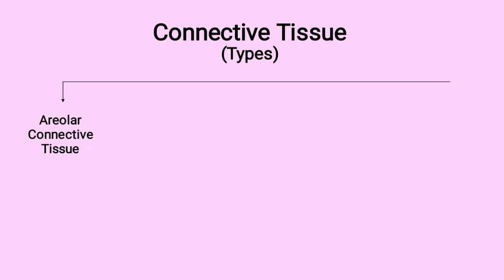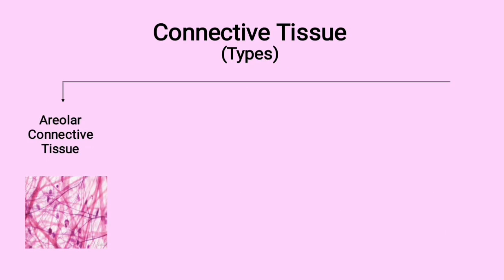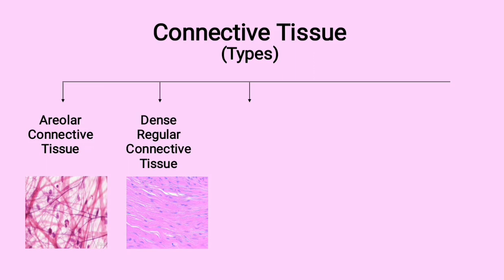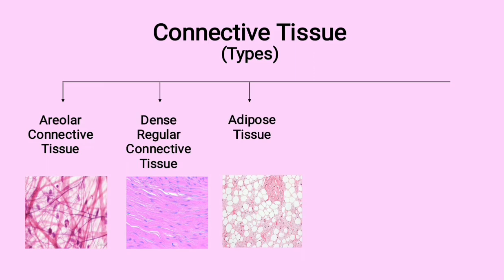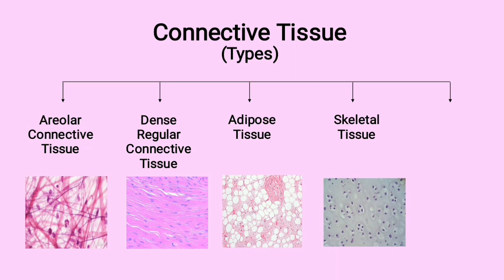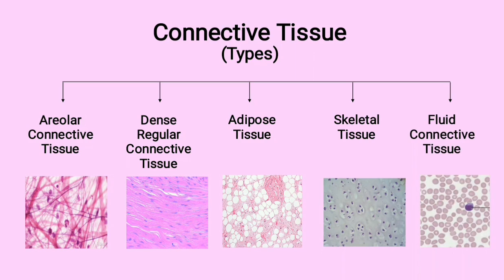Connective tissues are also of so many types. The first one is areolar connective tissue. The second one is the dense regular connective tissue. The third one is the adipose tissue. Fourth one is the skeletal tissue, and the last and the fifth one is the fluid connective tissue. So connective tissues are basically of 5 types: areolar connective tissue, dense regular connective tissue, adipose tissue, skeletal tissue, fluid connective tissue. We will discuss each one of them in detail.